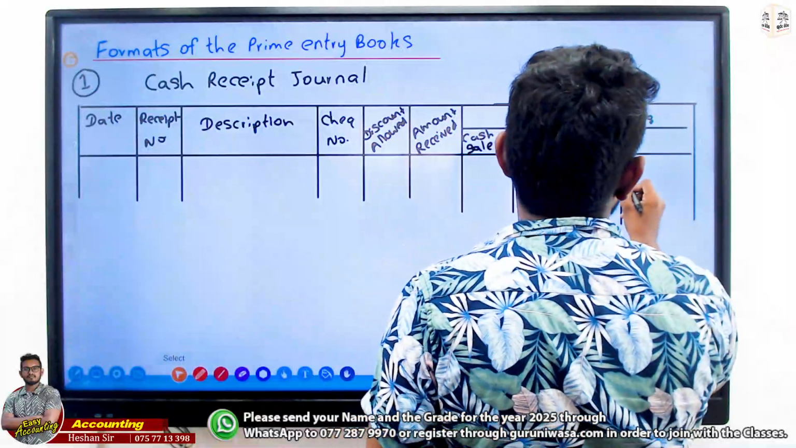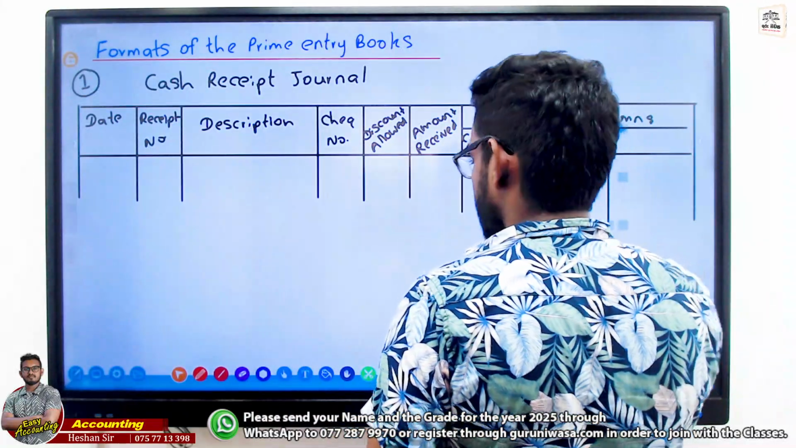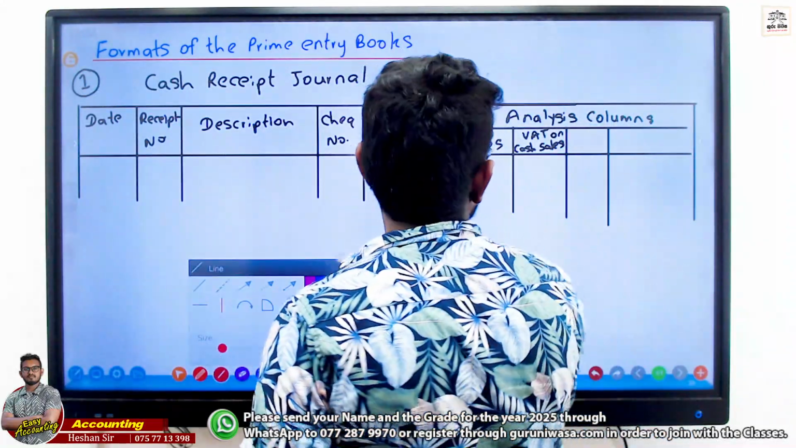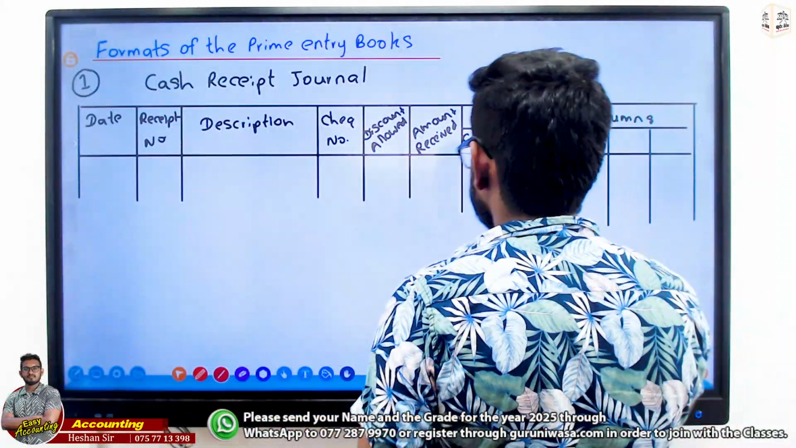I'll draw like 5 things. My analysis column depends on the activity.